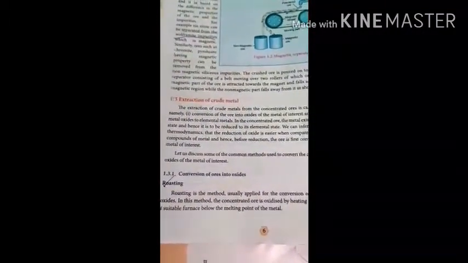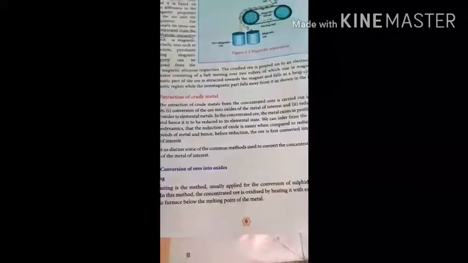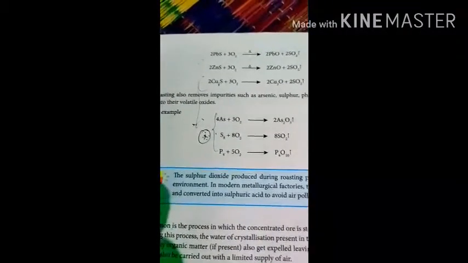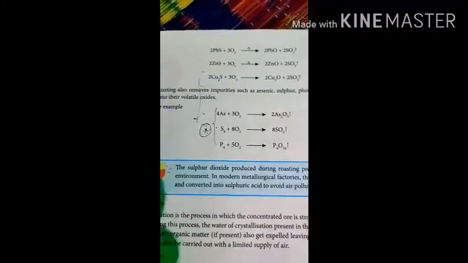Now we are moving towards the extraction of crude metal. Whatever concentrated ore we have, we take it for this. Here there are two important topics we have discussed. One is roasting. Roasting is a method usually applied for the conversion of sulfide ores into oxide ores. Roasting is heating the ore in the presence of oxygen. See, look at how the respective sulfide ores are converted into their oxides: PbS is converted into PbO, ZnS is converted into zinc oxide, and other components get converted into oxides.